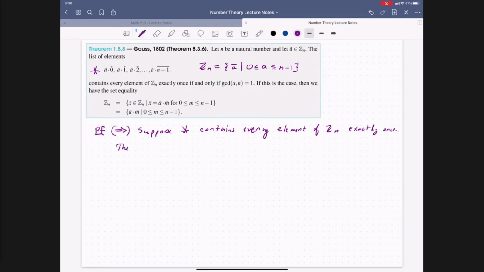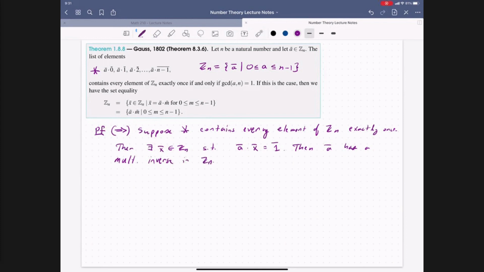Then that means that there must be some x in the integers modulo n such that A bar times x bar is equal to 1. Because if we contain every element from 0 all the way to n minus 1, we can then find some x. So we have this here. But if that's the case, then x bar is a multiplicative inverse to A bar. So then A bar has a multiplicative inverse in the integers modulo n.